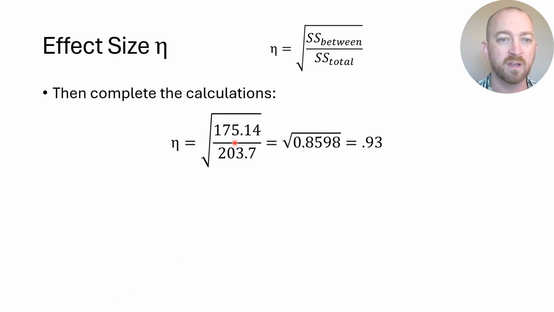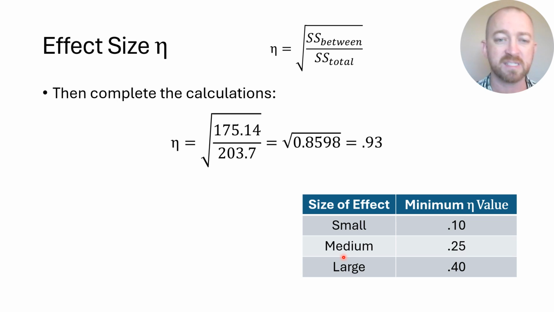And here we go. 175.14 divided by 203.7 equals, of course, 0.8598. We take the square root of that and get 0.93. Now you may notice here also this cannot be larger than 1. That's simply impossible because the sums of squares between variation must be smaller than the sums of squares total variation. That is absolutely necessary. And so we would definitely get a value lower than 1. In any case, we have a 0.93.